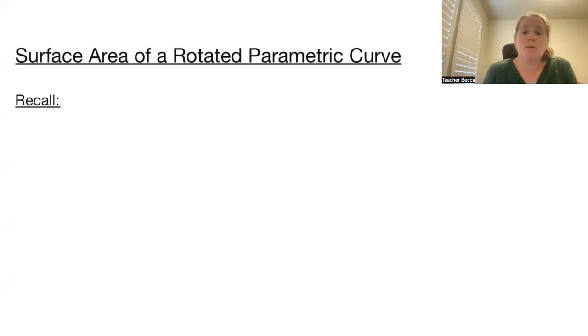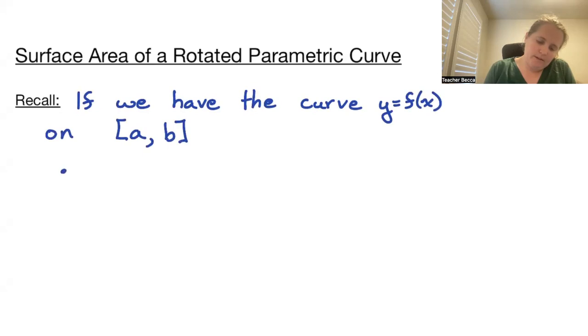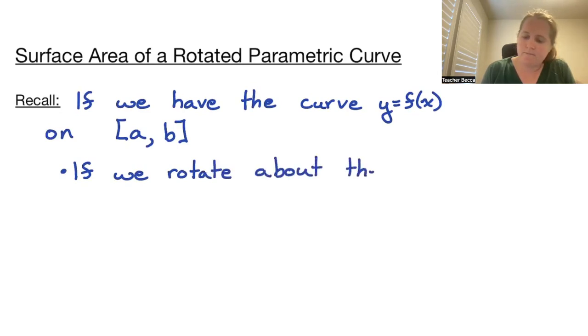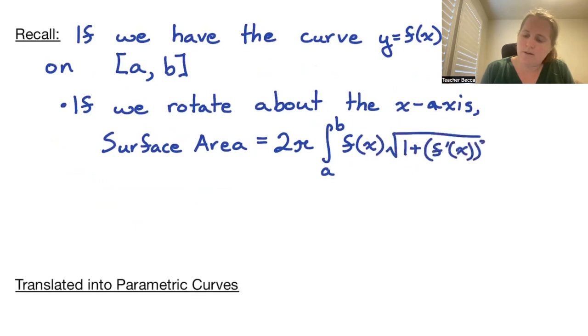Going to a surface area of a rotated parametric curve. So recall, if we have the curve y equals f of x on the interval from a to b, then if we rotate about the x-axis, surface area was equal to 2 pi times the definite integral from a to b of f of x times the square root of 1 plus f prime of x squared dx.